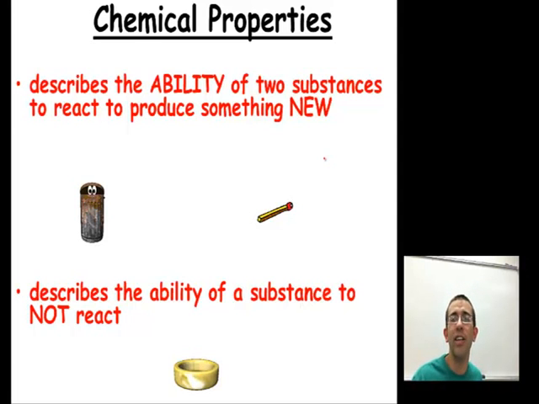We have a match there. We know what matches are used for. You strike them to burn. Alright? What is that match going to react with? Well, with oxygen in the air. Okay? And the last one there, well, chemical properties also describe what things do not react with. On the bottom there, you might see a gold ring, hopefully. Alright? One of the good things about gold is it does not rust. It does not react with oxygen. So, good thing to have gold rings. They last a long time.